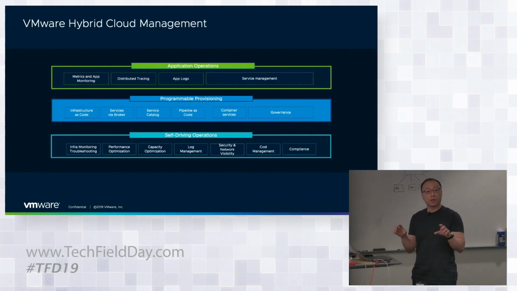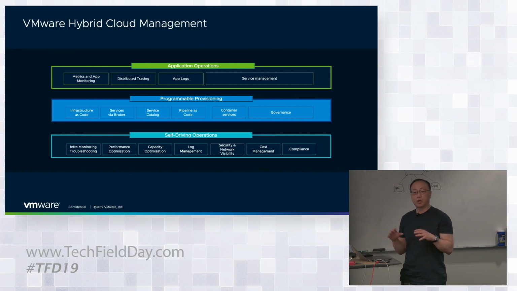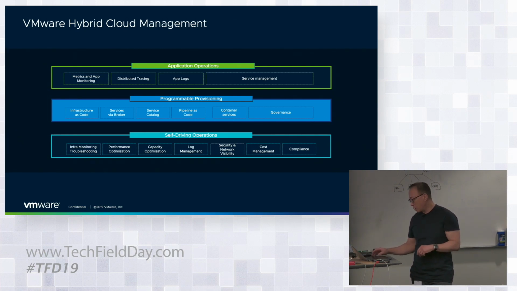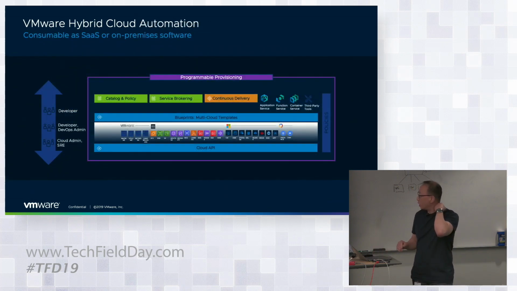So the layer I'm going to focus on, and you're going to see a lot of excellent demonstrations of, is what we call the programmable provisioning layer, which is our automation layer. And the set of capabilities that we have at this layer are things such as infrastructure as code, service catalog, pipeline as code, container services, and governance. And the way we provide this to our customers and to you is through a set of capabilities that address multiple personas, right? Developers, DevOps, SREs, and of course, IT operations and infrastructure management.